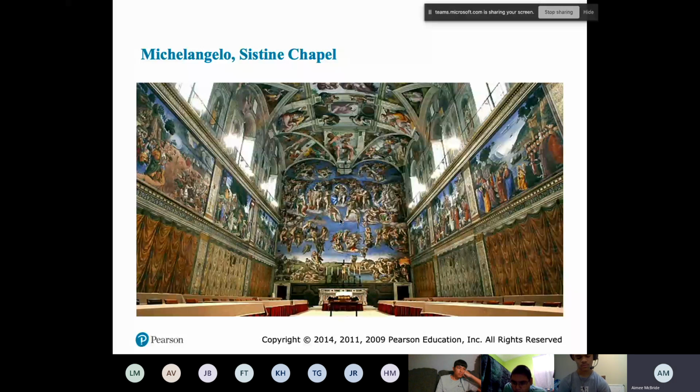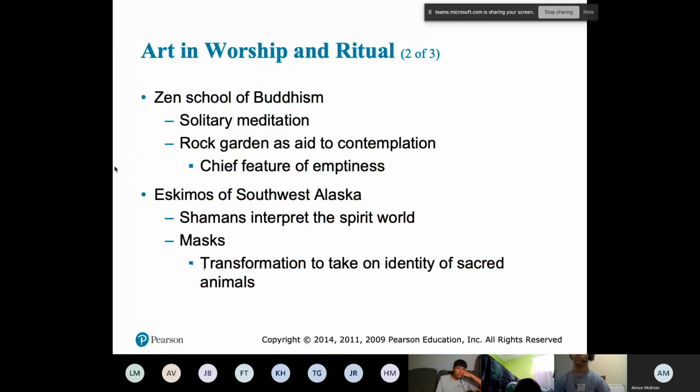Because the Last Judgment scene was done at the end of the Renaissance and the rest of these were done closer to the beginning, the Last Judgment does have a different style to it, which we'll look at when we get to the Renaissance section, because it's kind of interesting to see the change. But yeah, just another example of art in religion or art in worship.